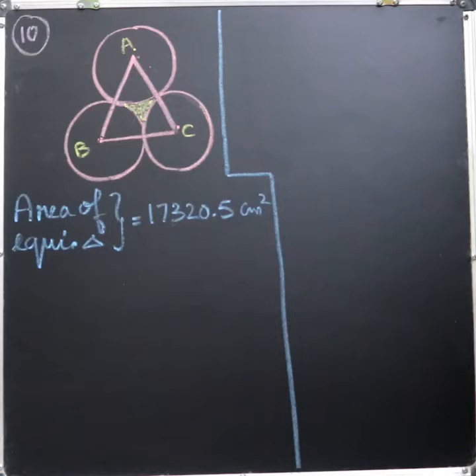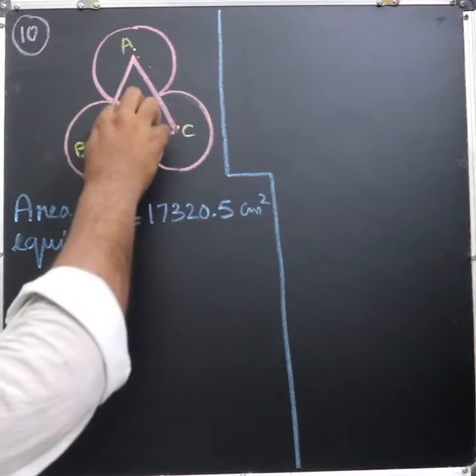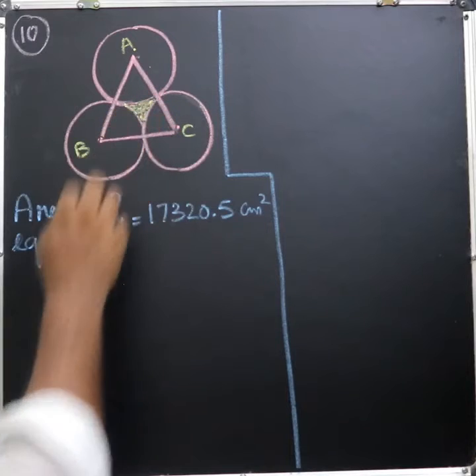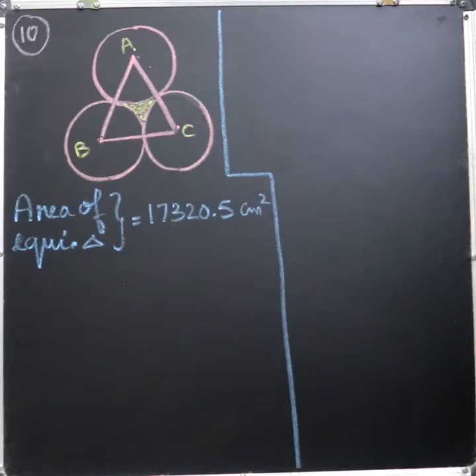So, after drawing the triangle, you can see that there is an inner region which is shaded yellow in color. They are asking us to find the area of that shaded region. Use pi is equal to 3.14 and root 3 is equal to 1.73205. Now, they have given the area of the equilateral triangle.